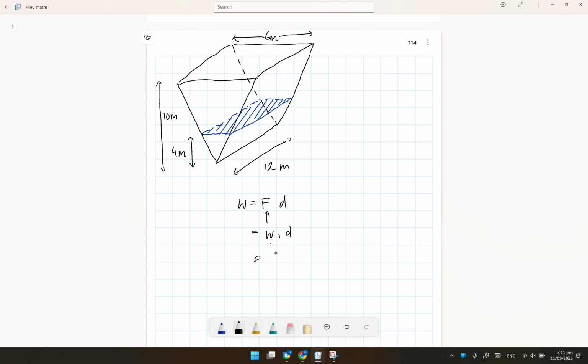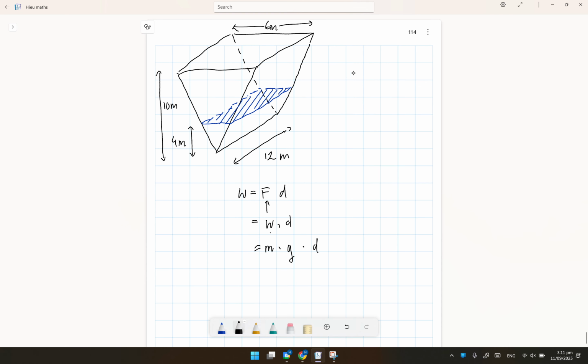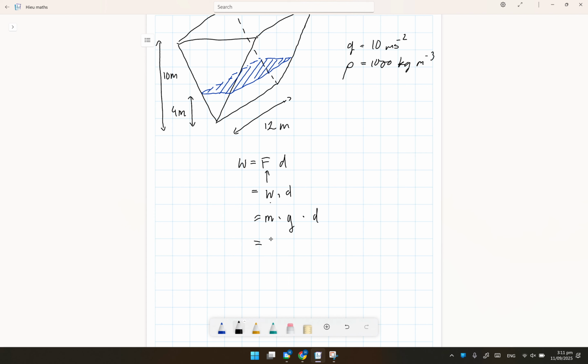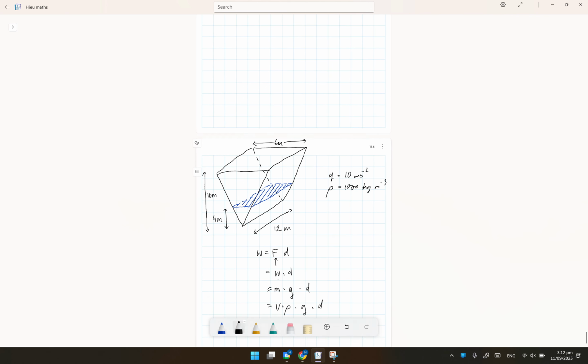How do we find the weight? The weight is just mass times gravity. I forgot to tell you in this question, we're going to use gravity equals 10 meters per second squared, and we're going to use the density of water as equal to 1,000 kilograms per meters cubed. So how do we find the mass? Well, we get the volume multiplied by the density, then that multiplied by the gravity gives us the weight, multiplied by the distance gives us the work done.